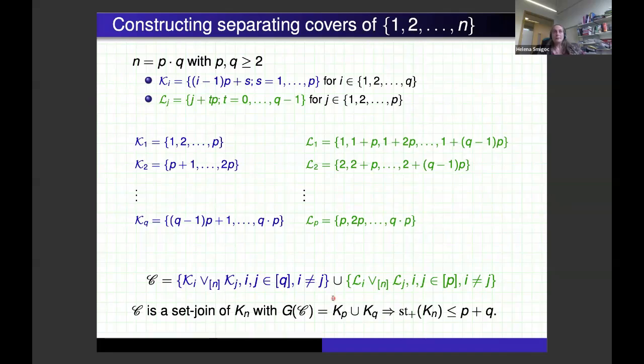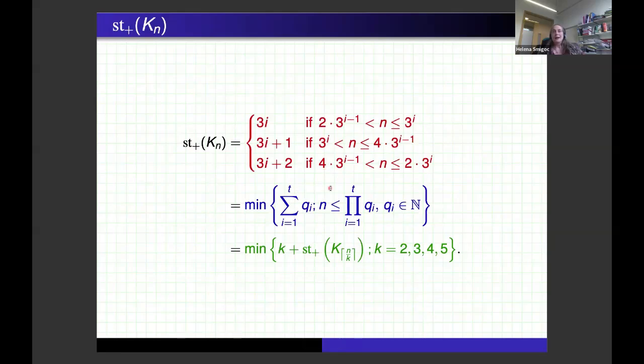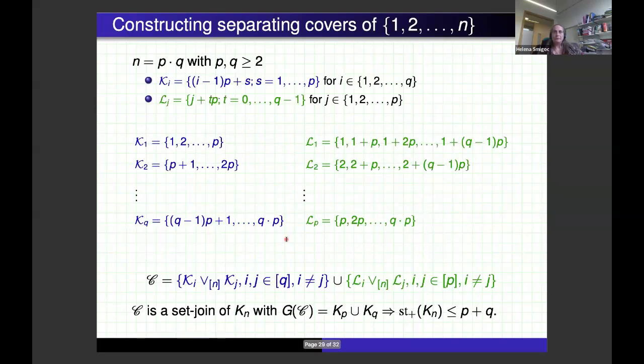The number of components is just Kp plus Kq. That illustrates that the SNT rank of Kn is less than or equal to p plus q. And we can iterate this, and this is how we get back to here. It turns out the best factorization we can get is if we factor n as a power of 3, so 3 by 3 by 3, then we get the minimal possible sum. That's the connection to minimizing the number of components.